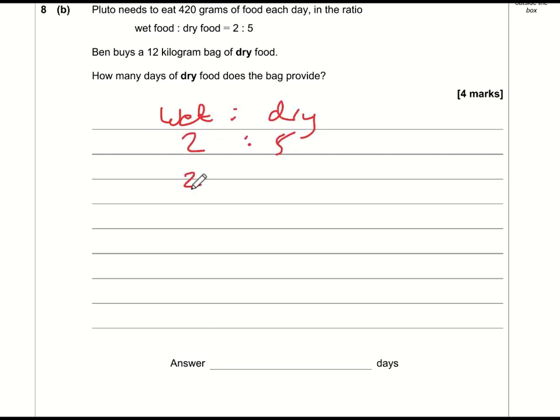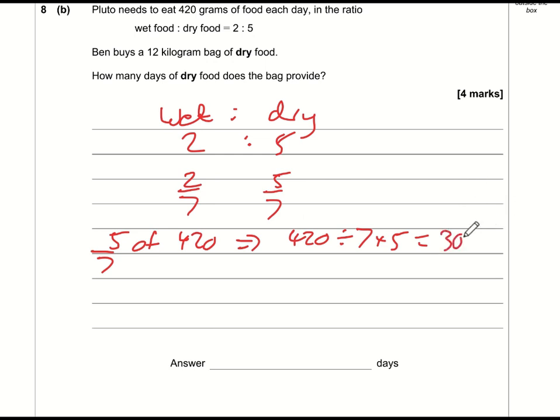So what that means is 2/7 is wet and 5/7 is dry. And the reason it's sevenths is because 2 plus 5 is 7. So if he needs 420 grams per day, then we need to work out what is 5/7 of 420? Here we're working out a fraction of the total. So we take the total, we divide by the number on the bottom, and we multiply by the number on the top. And that comes to 300 grams.